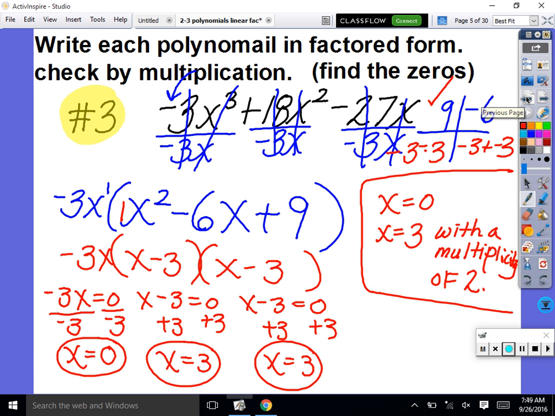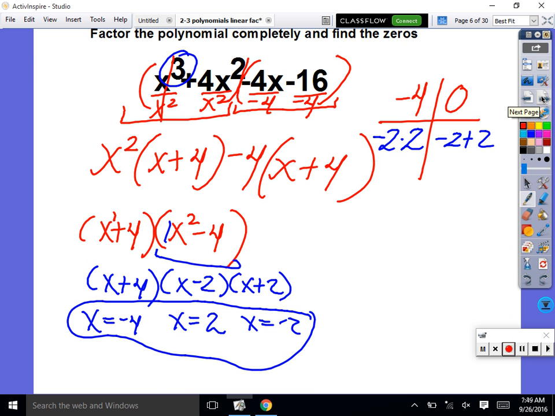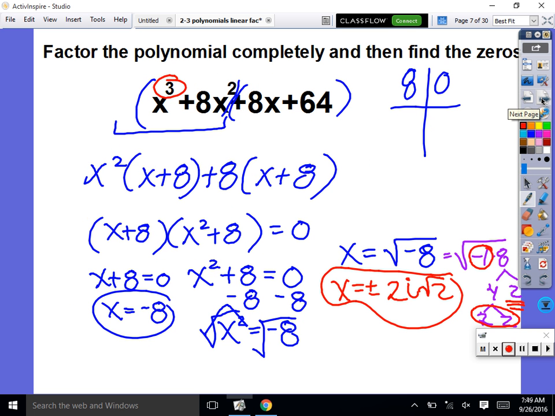Do you guys all understand that if we were to graph this, it would cross the x-axis at 0, 3, and negative 3? Oh, no, it just crossed at 3. Okay, perfect. And then it crossed at negative 4, 2, and negative 2. We graphed it. That's where it would cross the x-axis. Right here, it would cross the x-axis at negative 8, but these imaginary solutions would never cross the x-axis, right? Those are like a floating solution.